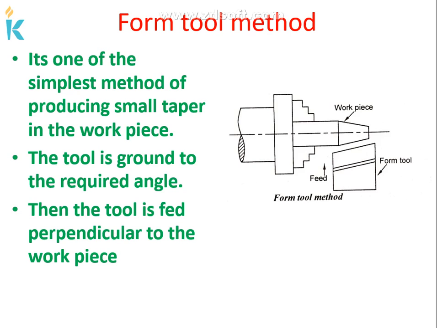The workpiece is initially fixed in the lathe chuck, then the workpiece starts to rotate. Then the form tool is ground to the required angle. It is fixed below the workpiece. Then the form tool is fed perpendicular to the workpiece, so the taper is produced. The taper length should be less than the cutting edge length.